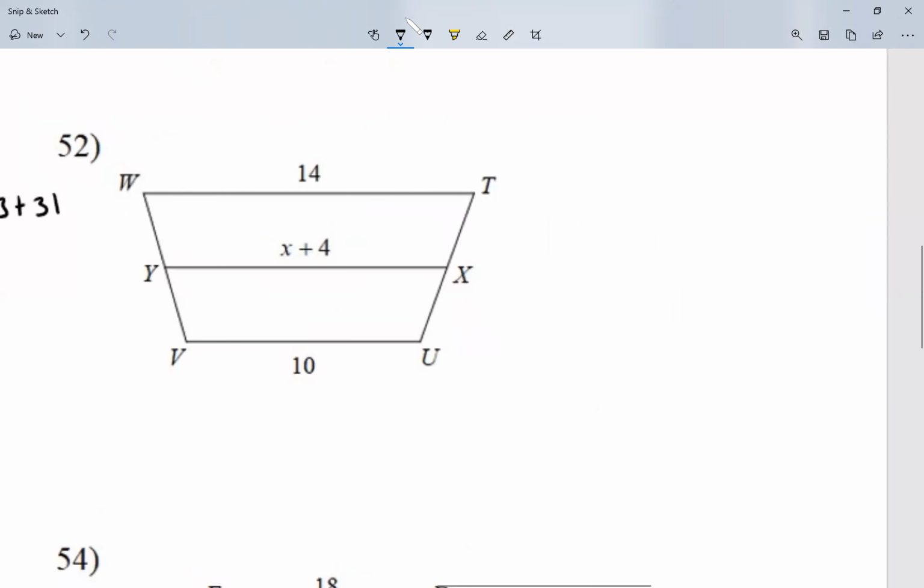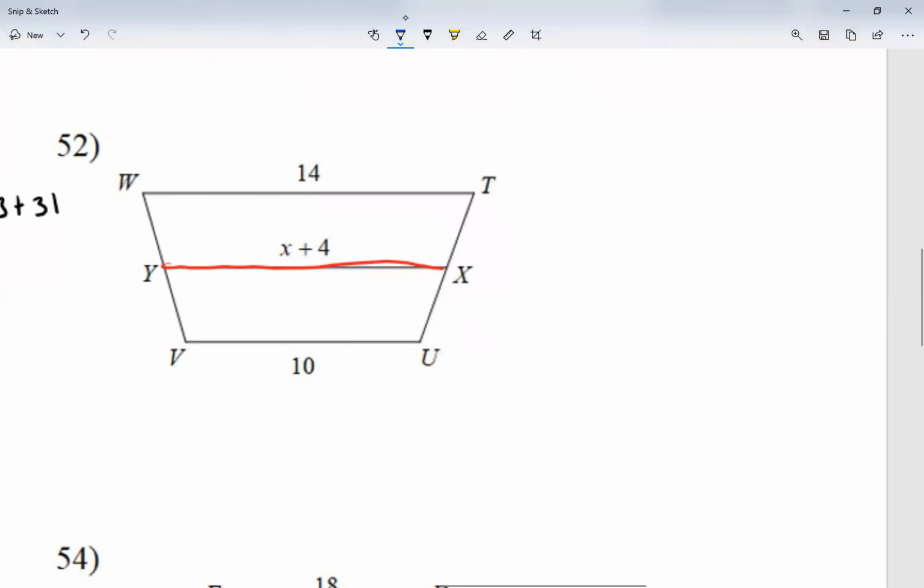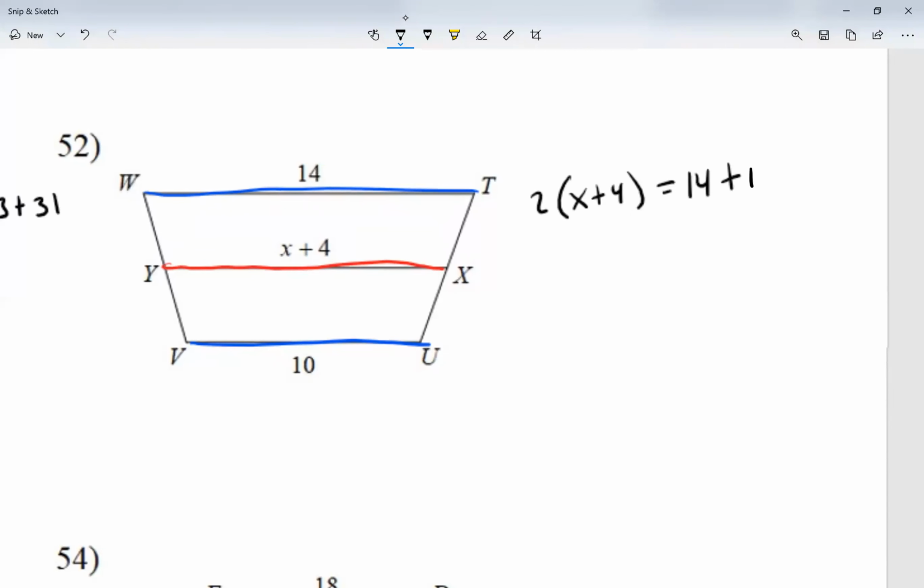All right, let's take a look at number 52. The midsegment is this one in the middle, right? Hence, midsegment, middle, and then it's parallel to two sides. So what I'm going to do, that x plus 4, I'm going to multiply this by 2, right? The midsegment times 2 equals 14 plus 10. I'm adding the two sides that are parallel to the midsegment.